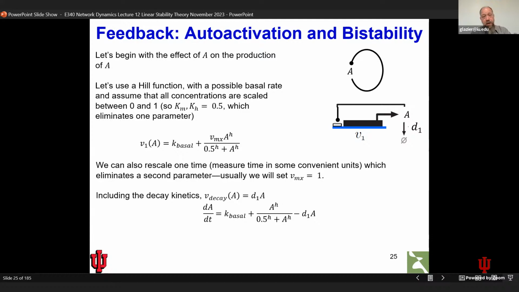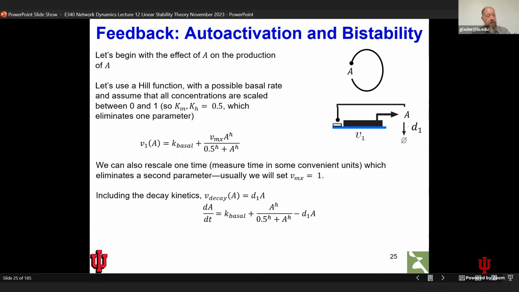We can also simplify this by essentially measuring our time scale in convenient units. Often we'll measure things in terms of the decay time, so we'll set the decay rate equal to 1. But in this case, I'm going to set Vmax equal to 1. That shows us that there actually are only 2 free parameters in this problem. If I put Vmax in as well, I would find that I was over specifying them.